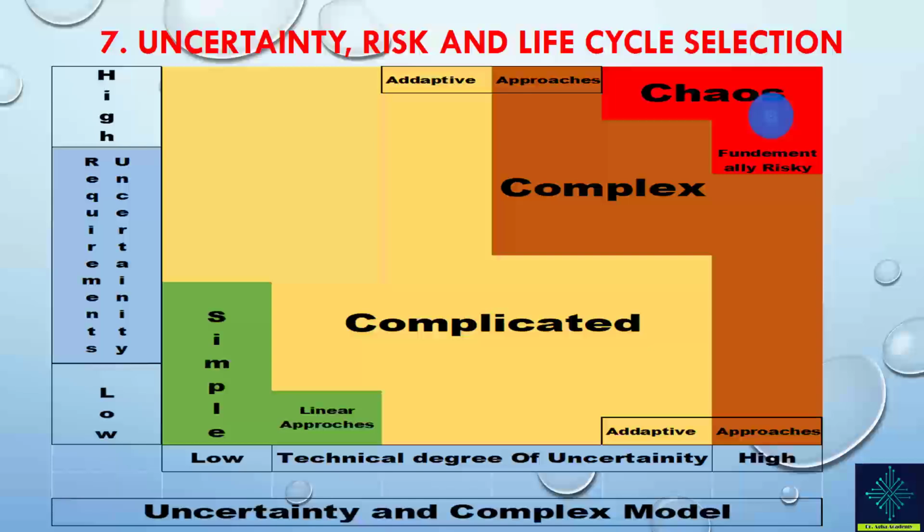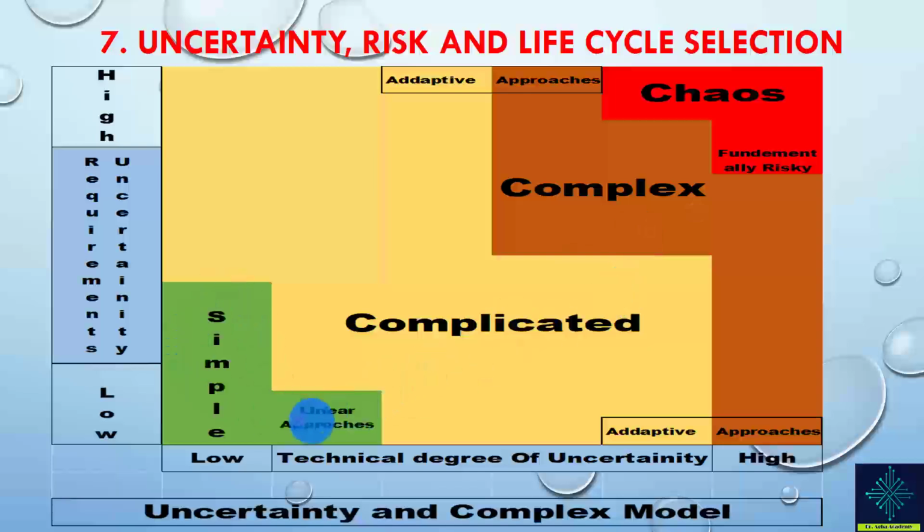But when it comes to a very high degree of uncertainty related to technical issues and high uncertainty related to requirements, this is chaos. Such projects are not recommended. We don't recommend going into such projects. This is chaos. These are fundamentally risky and associated with high risk, so potentially they'll fail. It is very difficult to manage such projects. It's not advisable to accept projects with very high requirements uncertainty and very high technical uncertainty. So we have to avoid this region. I hope this is clear.